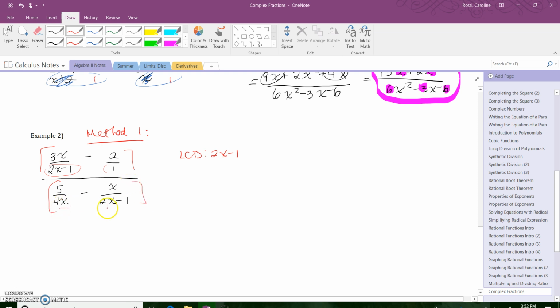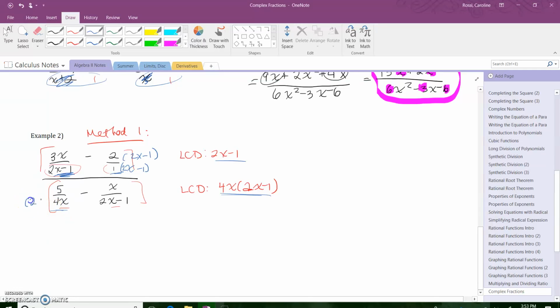Now my denominator, I have 4x and 2x minus 1. The LCD of my denominator is 4x times 2x minus 1, because I don't share anything in common. So let's take care of this first, and then we'll take care of that. We're going to completely treat them separately. So in the numerator here, I need to make each of these become that. Well, this one already is the LCD, so we're good to go. This one needs a 2x minus 1, top and bottom. Right here, let's take a look at that and make that our LCD.